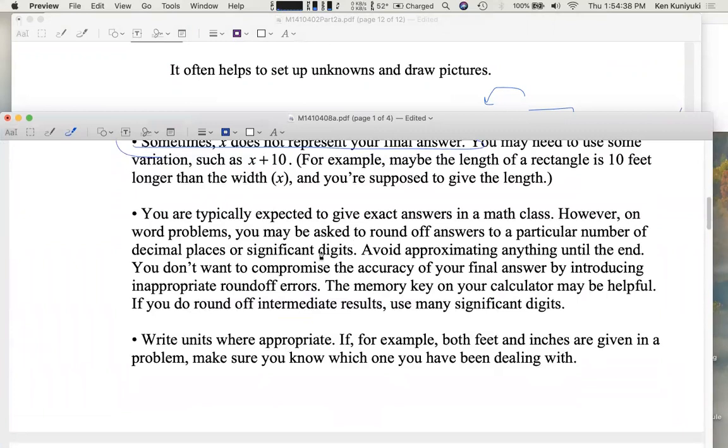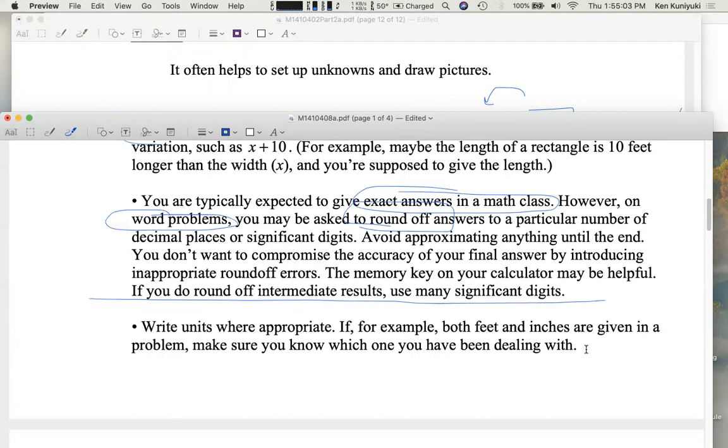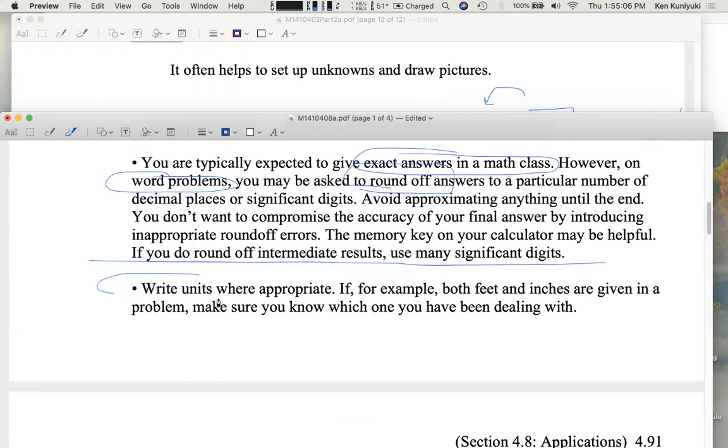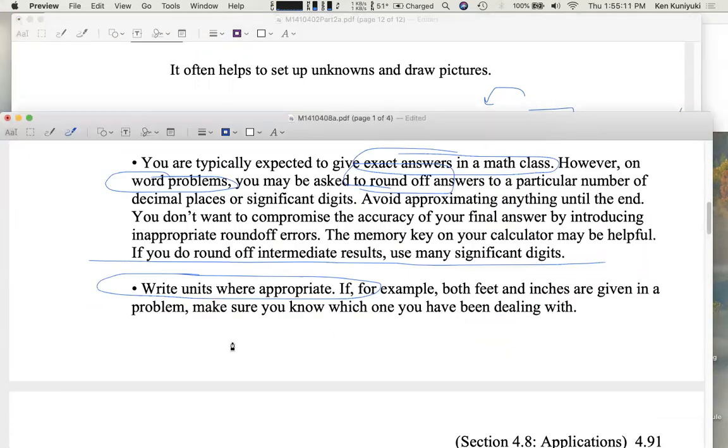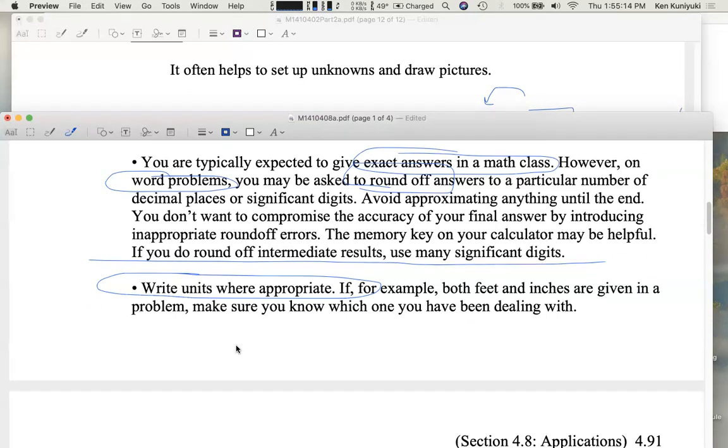Now in a math class, you're expected to give exact answers, but in word problems, you might be asked to round them off. So be aware of what the question is asking for. So again, in math class, we expect exact answers, but in word problems, we're often asked to approximate or round off and follow the instructions in the word problem. If you do round off, use many sig figs just to be careful. In your final answer, write units where appropriate, like feet in our example. And in fact, we tend to prefer complete sentences nowadays.